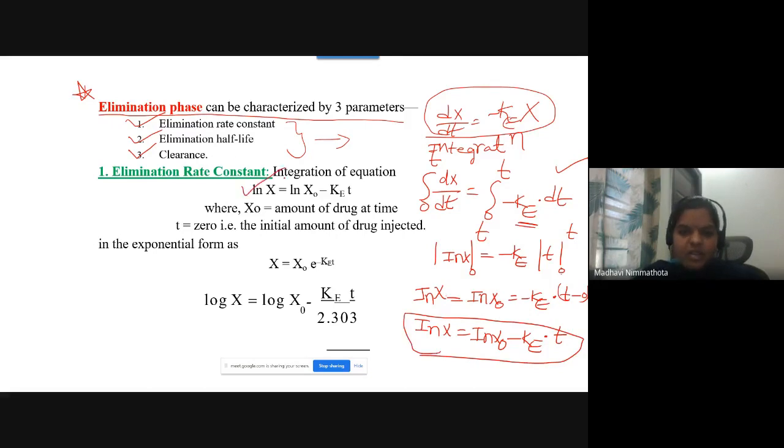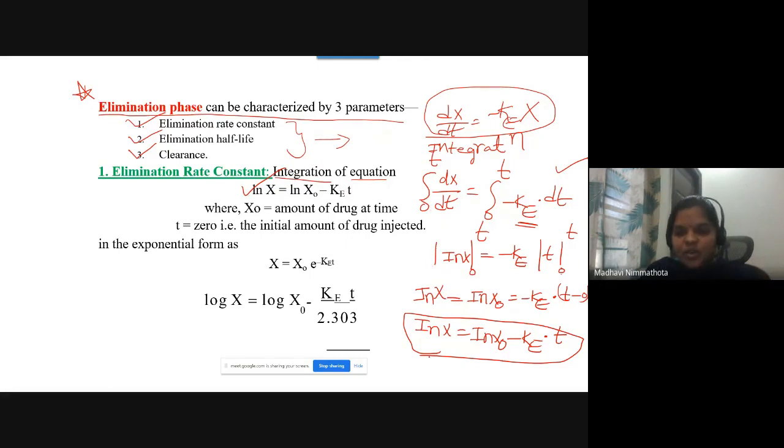See here, in the textbooks they directly write the integration of the above equation or the basic equation, so you may not understand it properly. If you write it in this pattern, then it is very easy to derive.